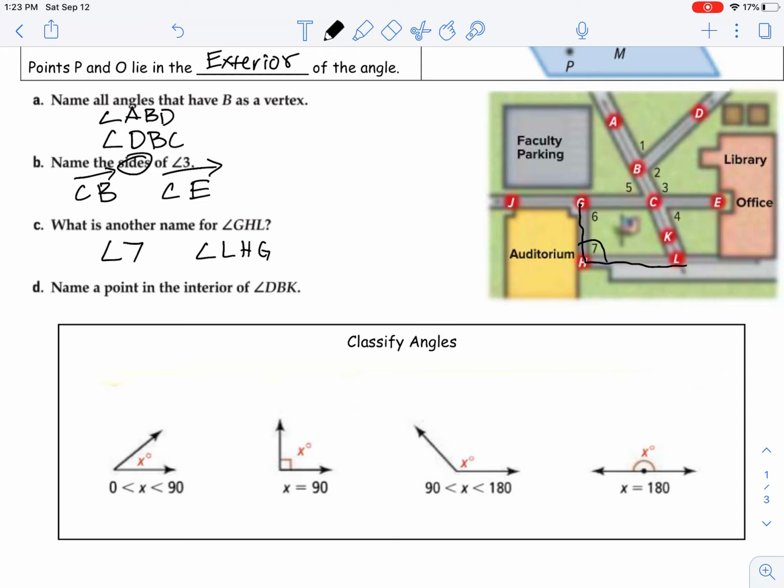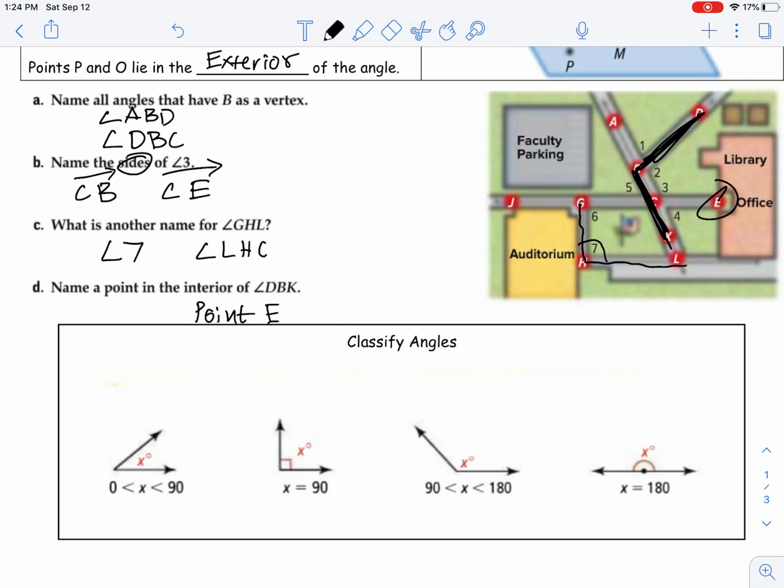Name a point on the interior of DBK. So from D to B, oh, K is down there. So I'm going to redo that, sorry. So D to B to K. That's my angle. I see point E there on the inside.